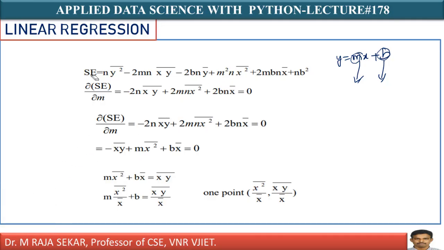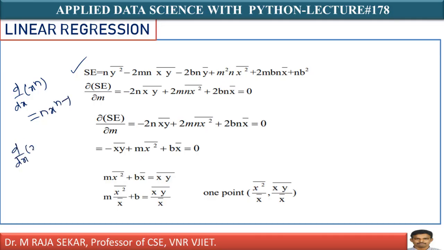How can I do it? Just see, this is my standard error. How can I differentiate with respect to m? We know the formula, d by dx of x power n equal to n into x to the power of n minus 1, d by dx of x means 1. These are elementary mathematics formulas, isn't it? Therefore, if I differentiate with respect to m, m with respect to m is 1, all other terms are constants.